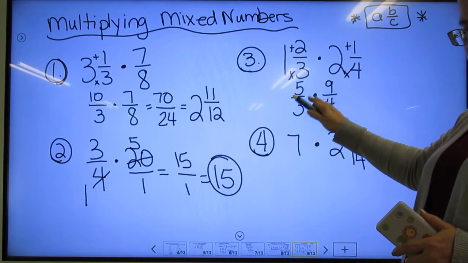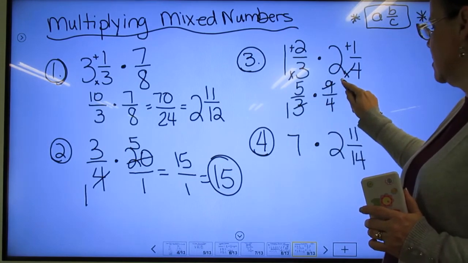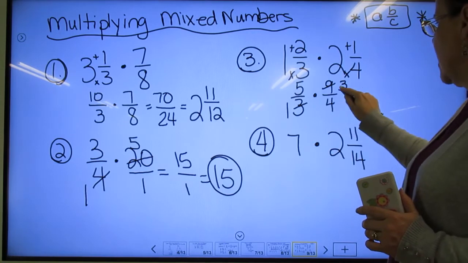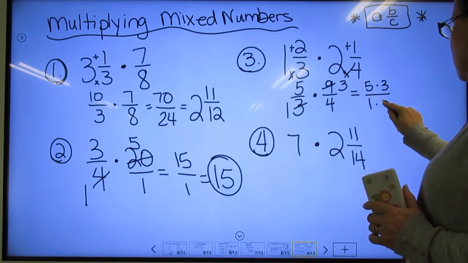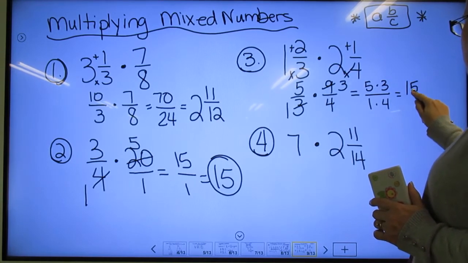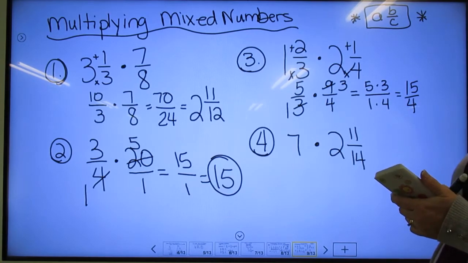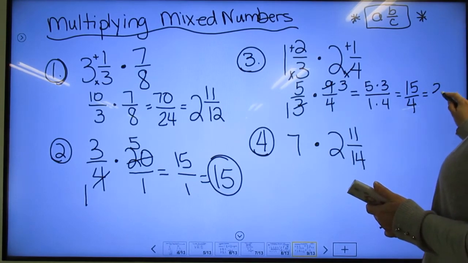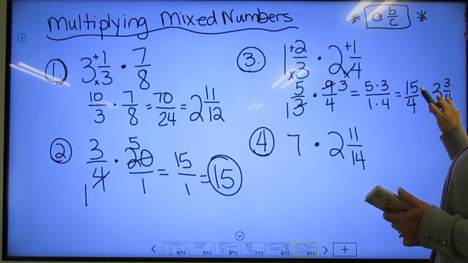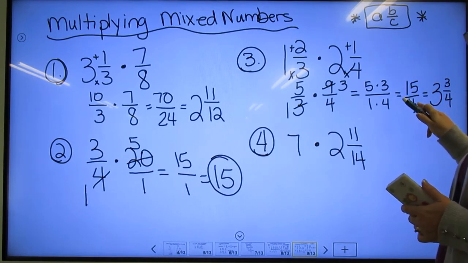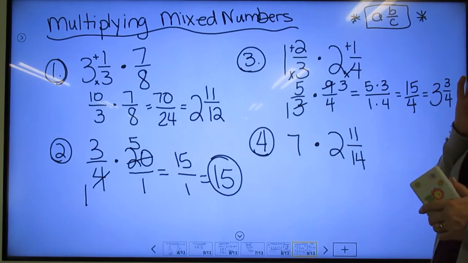Then I notice that I can cross-reduce. 3 goes into 3 once, 3 goes into 9 3 times. 5 times 3, and I'll write it to make sure that you can see it. And I have 15 over 4. And then I would do 15 ABC 4, and I would get 3 3/4. I think there's some lessons where I showed how to change an improper fraction into a mixed number. You can go back and review that, but I just did it on the calculator because it's a lot easier.